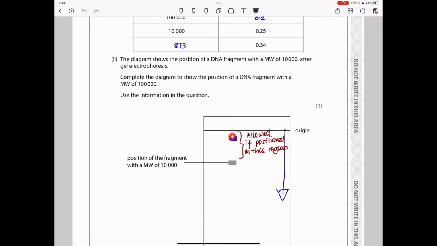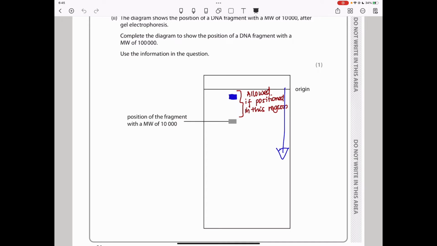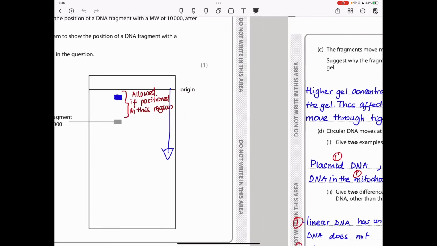So I placed it around this point, not too close and not too far away from this place. They will allow any position within this range here, provided it's not meeting up with this one. They're not at the same level, and provided it's not touching this. So provided it's within this region, it will be acceptable for you to just mark that. So that was not hard to do. It was just really easy. Let me go to the next part.